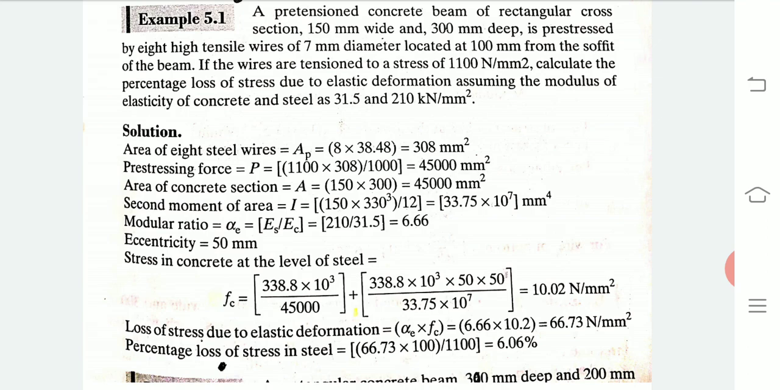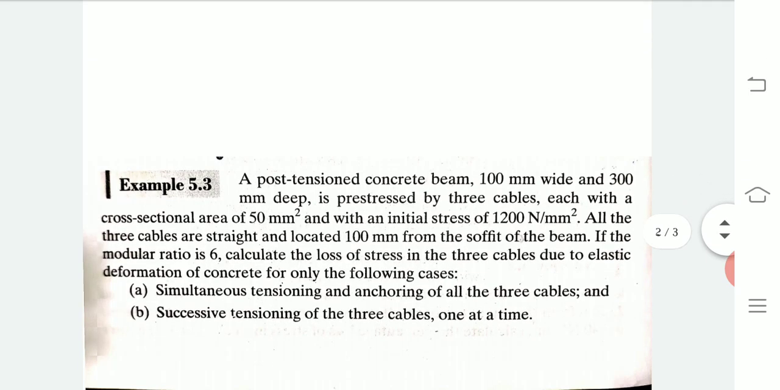So this much stress from the applied stress of 1100 Newton per mm square is lost due to elastic deformation. If we want to find it in terms of percentage, we take the loss due to deformation divided by the applied stress into 100, and we get the answer as 6.06 percent. Therefore, we can conclude that the loss in pre-stress due to elastic deformation is 6.06%. So let's come to the next example.